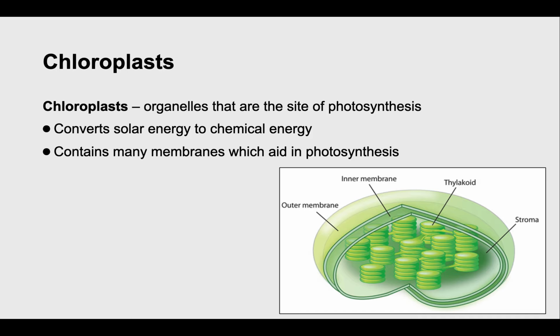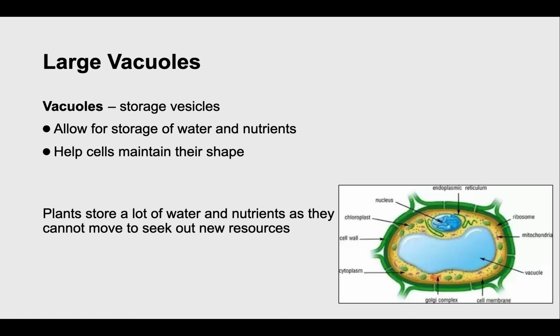If we look at chloroplasts, they play a huge role in photosynthesis. They are the site of photosynthesis, and they convert solar energy to chemical energy. They use the energy from the sun to create sugars. Chloroplasts have many membranes, which aid in photosynthesis. We have an outer membrane, an inner membrane, and all these stacks, called thylakoids, also have membranes. We'll go over the anatomy more in depth tomorrow.